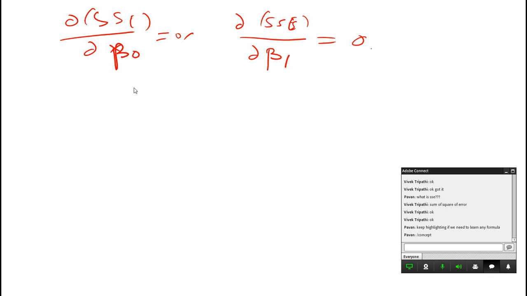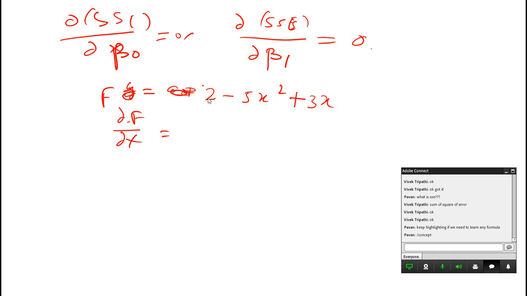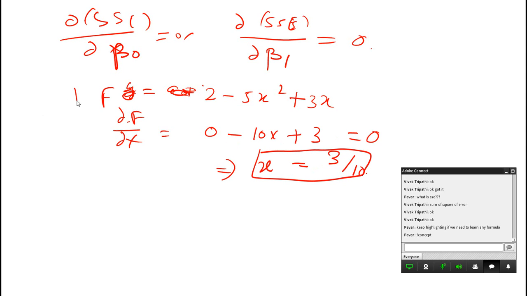For example, say y is equal to 2 plus 3x minus 5x square, right? So I want to know what is the minimum value of this function. So this is a function. So df by dx. At what value of x does this function attain a minimum value? If I take the first derivative, this becomes 0, then this becomes 3 and this becomes minus 10x. So I equate it to 0, and x is equal to 3 by 10. So at x equal to 3 by 10, my function attains either a maximum or a minimum.